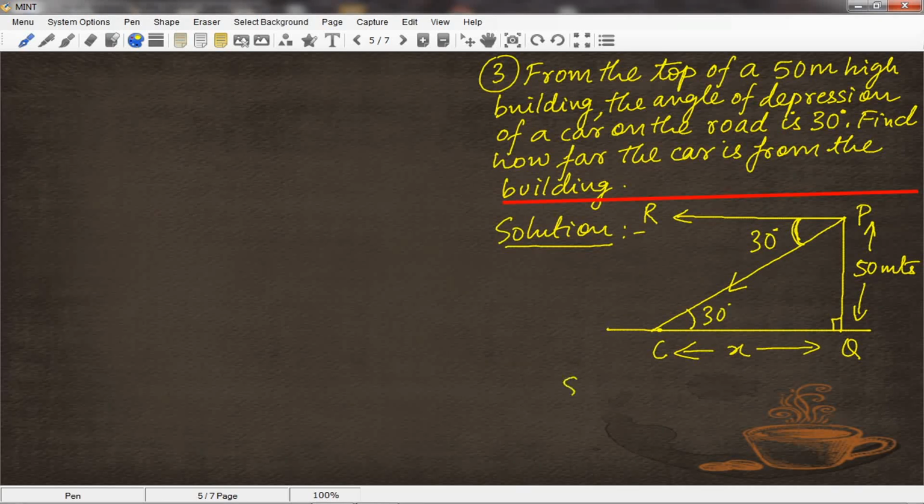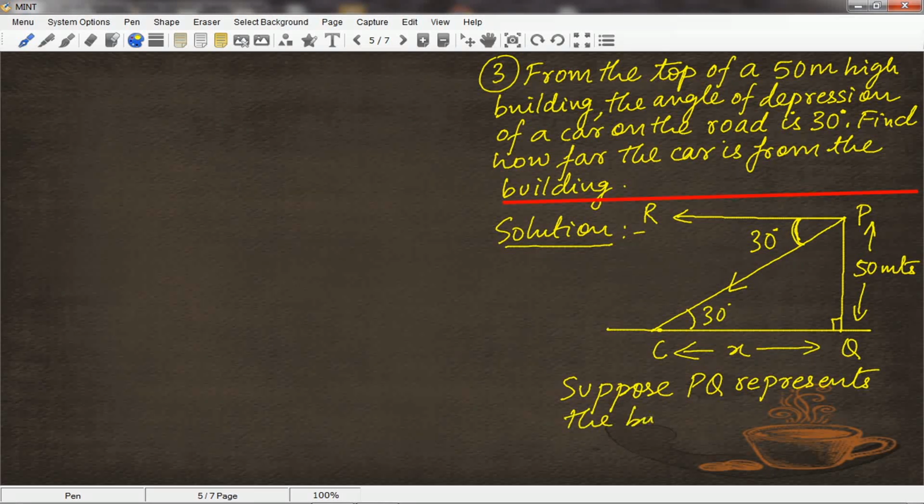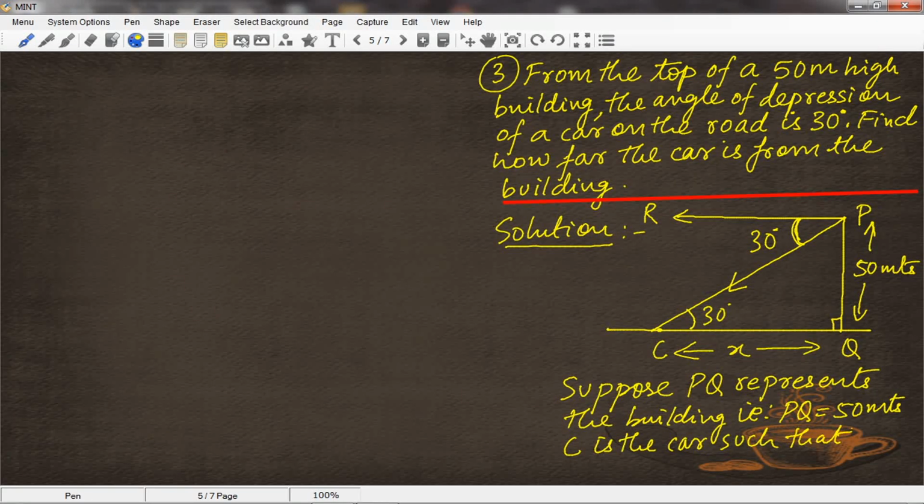Now we will explain the diagram. We'll say suppose PQ represents the building, that is PQ is equal to 50 meters. C is the car such that the car C is being observed in such a way that angle RPC is equal to angle PCQ is equal to 30 degrees.